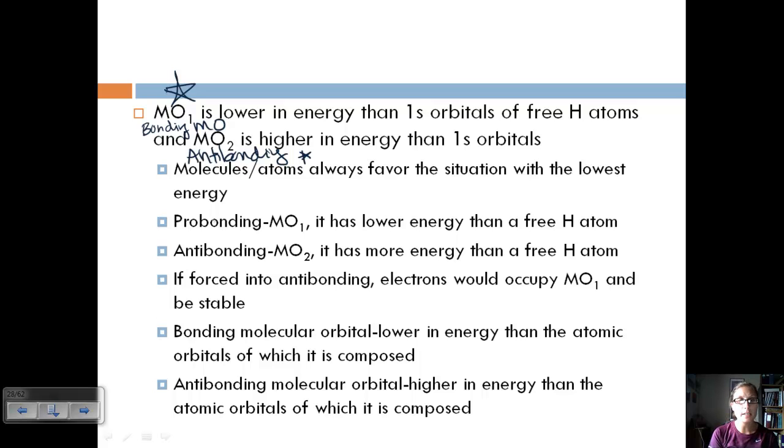This is called bonding, and it's lower in energy. And then we have our anti-bonding, which is our MO sub 2, or our sigma with the little asterisk symbol, and it has more energy than the free hydrogen atom. So they're going to want to go to the bonding orbital. If they're forced into anti-bonding, the electrons will occupy the bonding orbital because they want to be stable. So a bonding molecular orbital is lower in energy, and an anti-bonding molecular orbital is higher in energy, and that's where we get the little asterisk symbol.